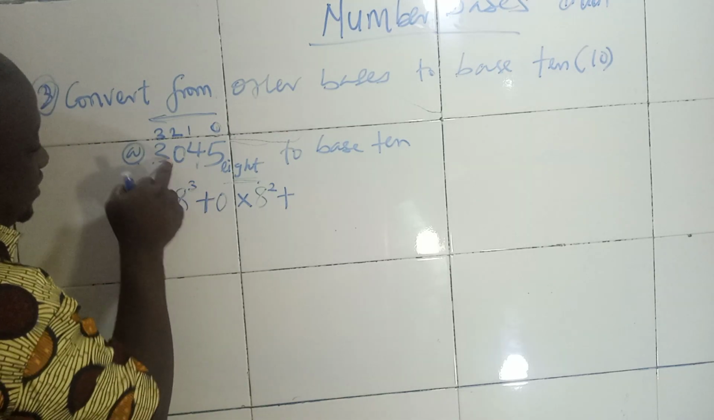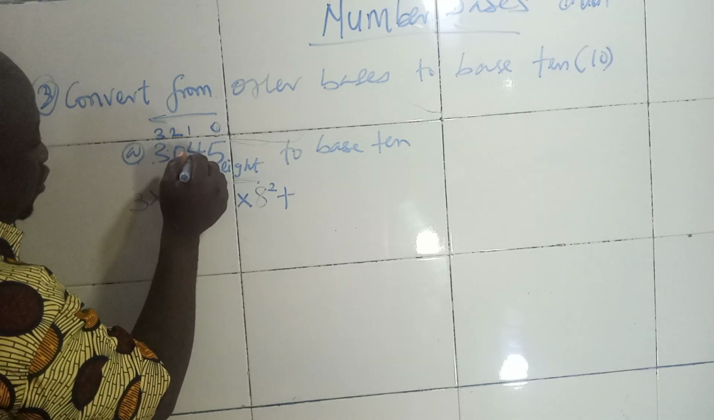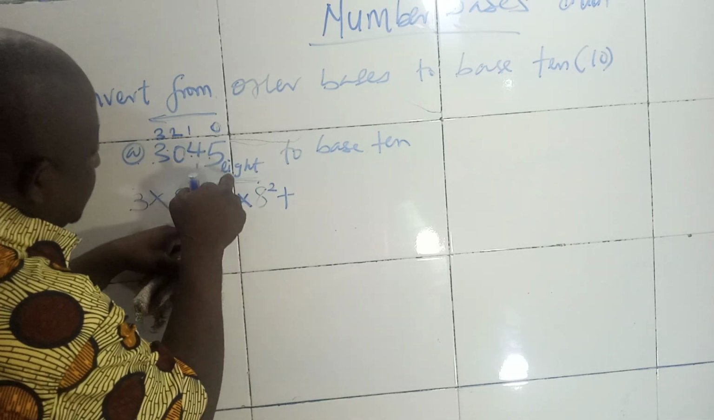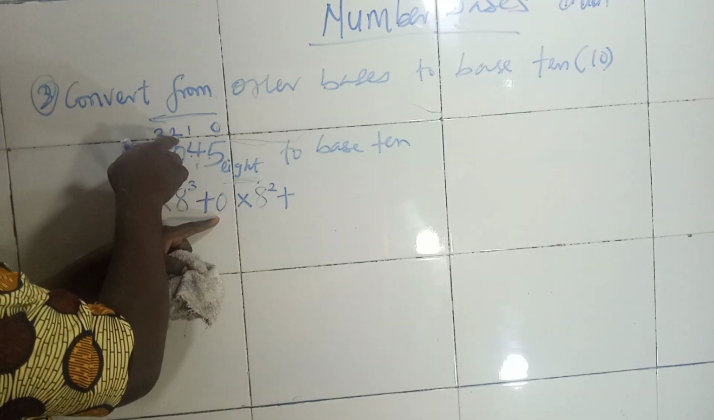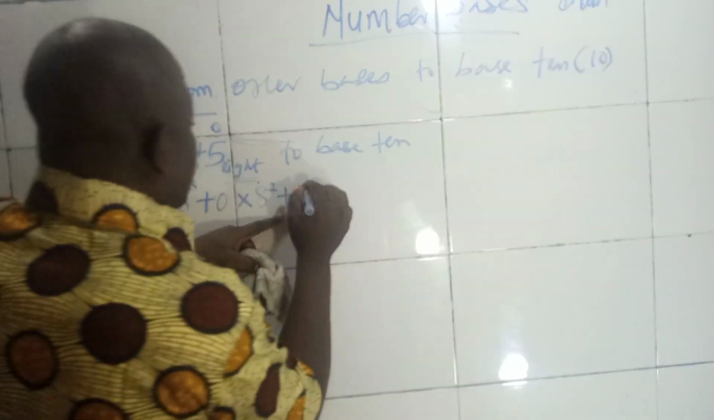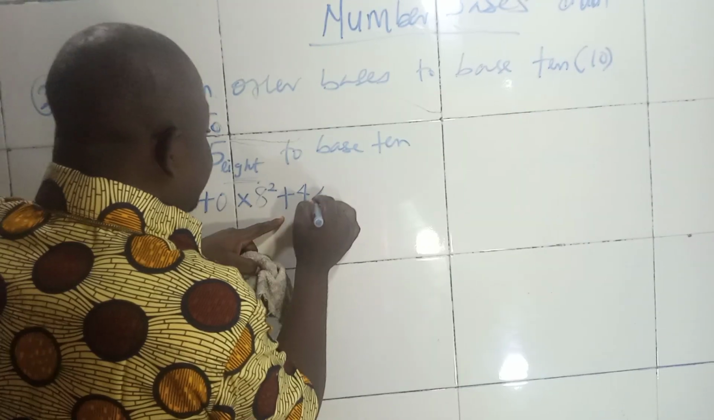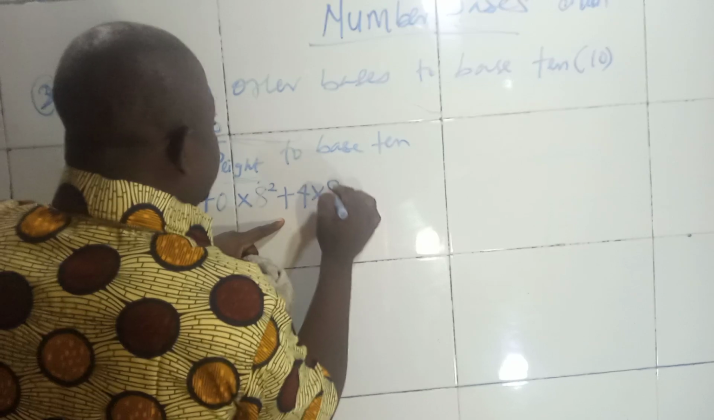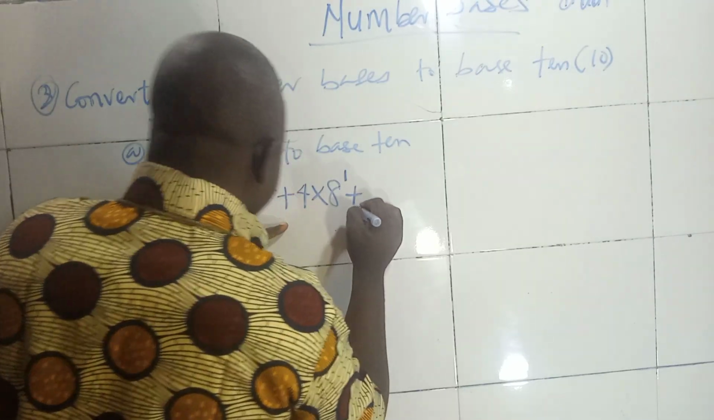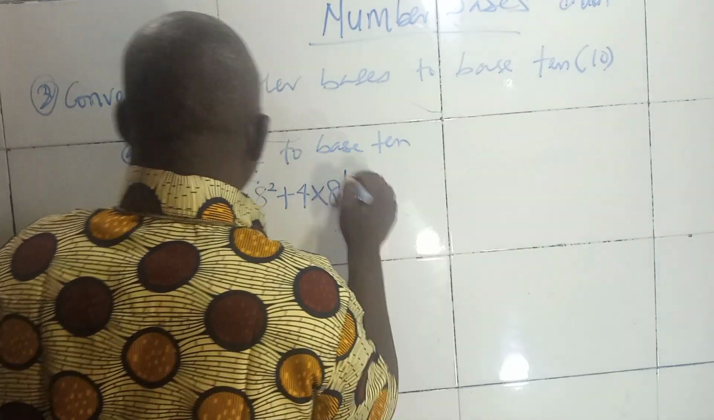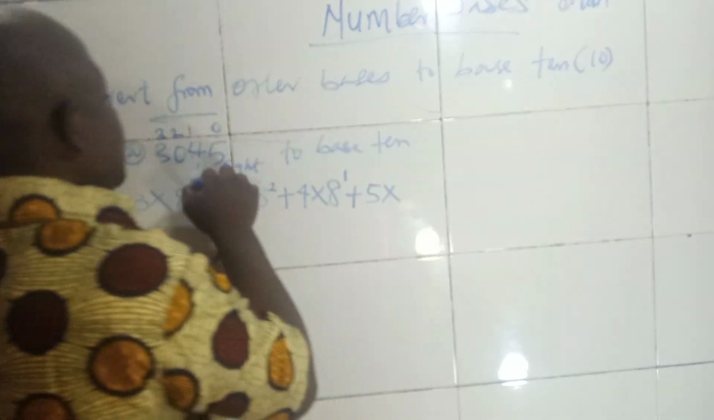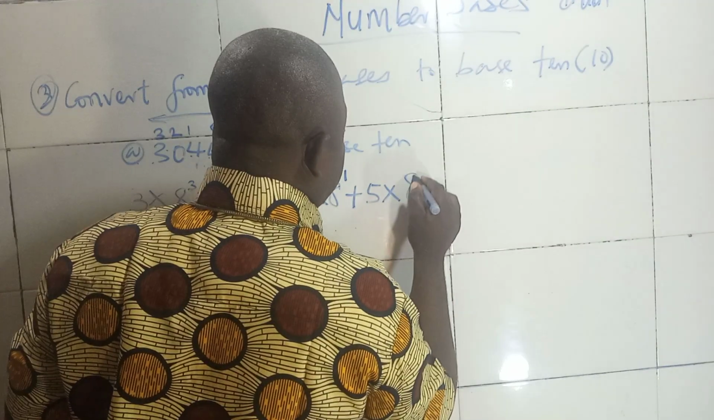It will now be plus 0. Everything here will be plus, plus, plus. Plus 0, the same operation, times subscript to what is on top of the number, 8 raised to the power 2, plus 4 times 8 raised to the power of what is on 4, 1. Then plus 5. 5 is what you have. 5 times 8 raised to power 0.